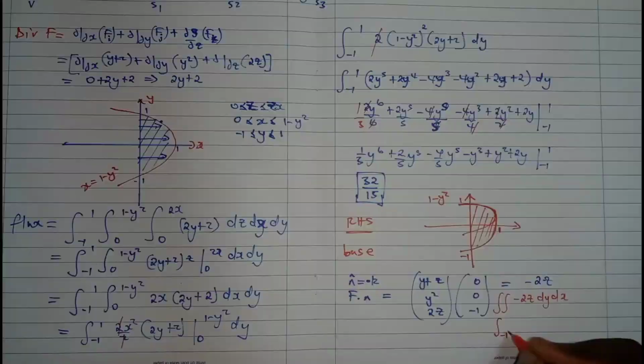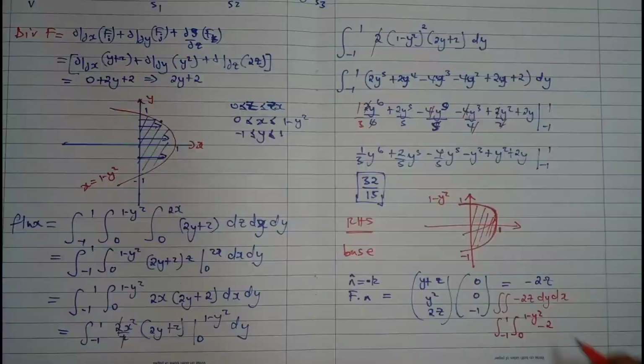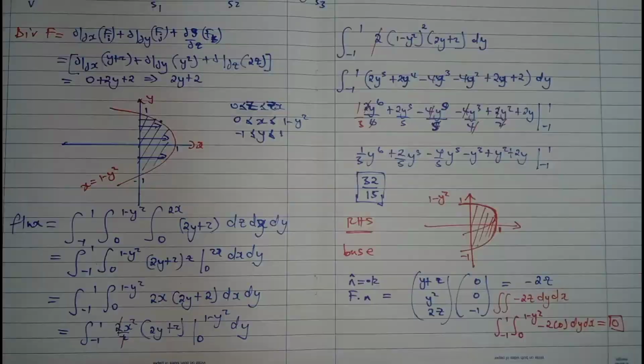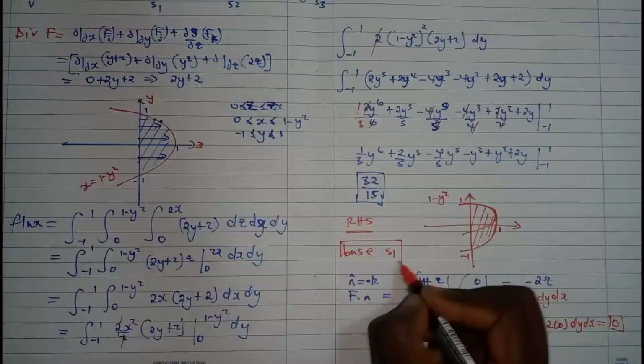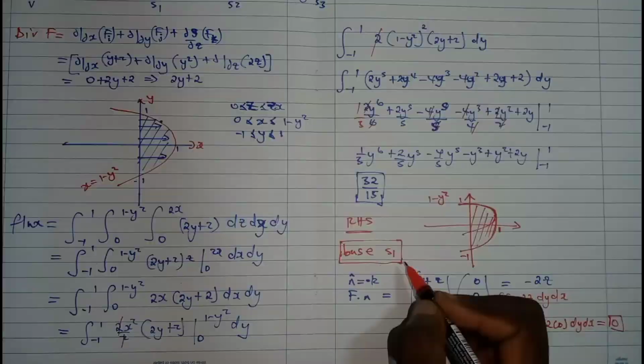So we're going to have y from -1 to 1, and x from 0 to 1 minus y squared, of -2z. And what is z? We've said it's the base, so z is going to be equal to 0. So the answer is going to be 0. And this one is for the base, which I'm going to call surface number 1. Now I'm going to move on to the slant surface.